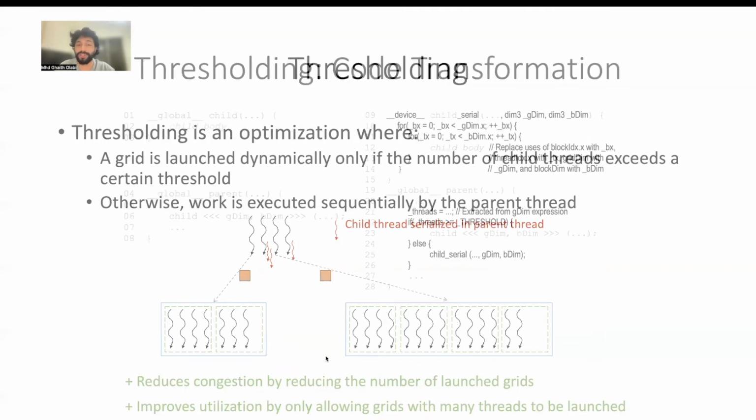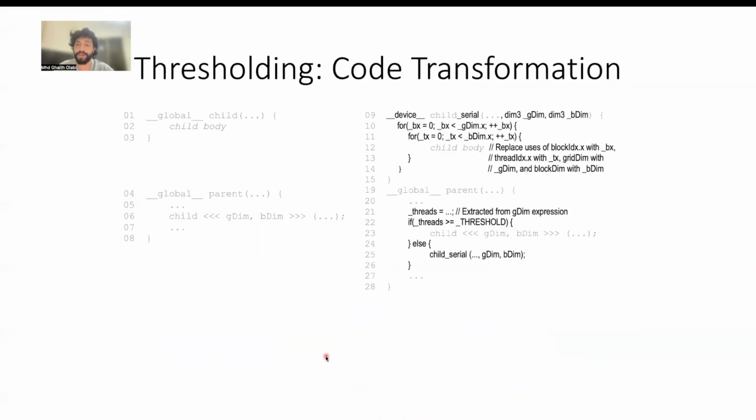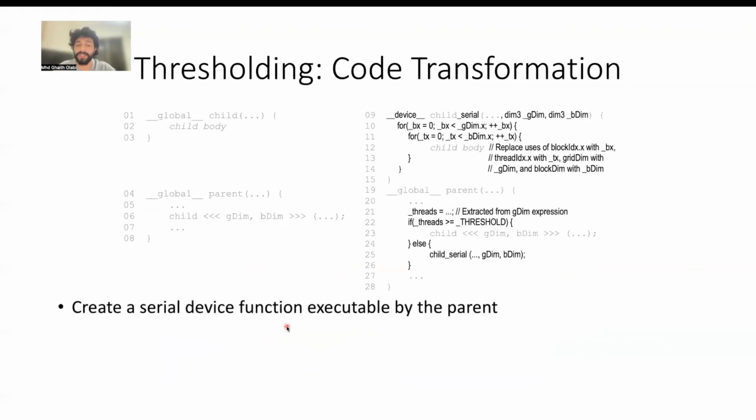So how do we achieve the thresholding? We apply the following code transformation. We create a serial device function that is executable by the parent, which represents the same parallel work done by the child. However, now it's done serially.